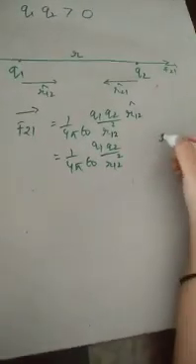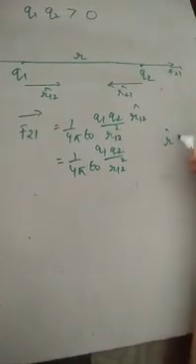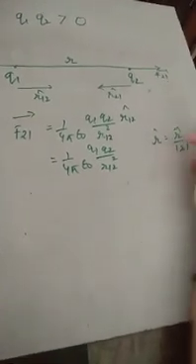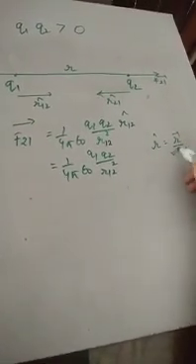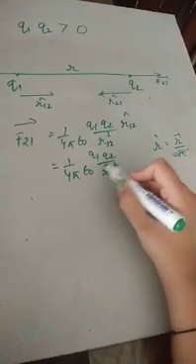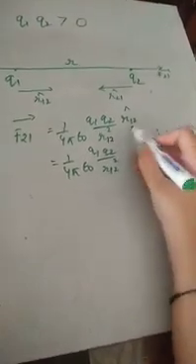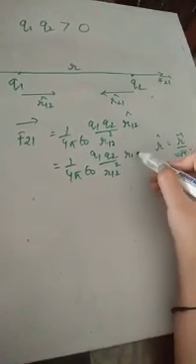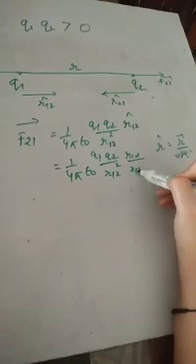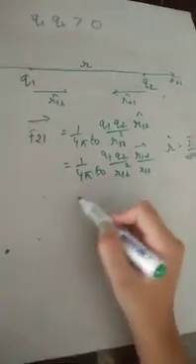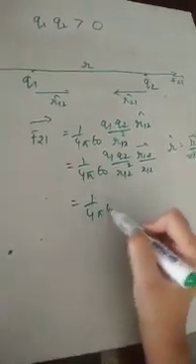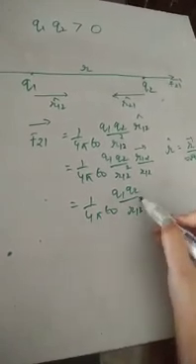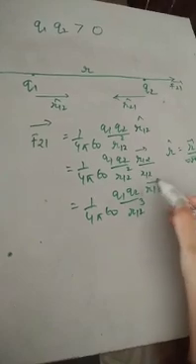And how do you write a unit vector? You write a unit vector as a vector upon its magnitude, right? Magnitude means you can write it simply r, without a vector sign. So this is your r12. Instead of r, simply I'll write r12 magnitude, and here this would be the vector. So we have 1 upon 4 pi epsilon naught q1 q2 upon r12 cube, and here is r12 vector.